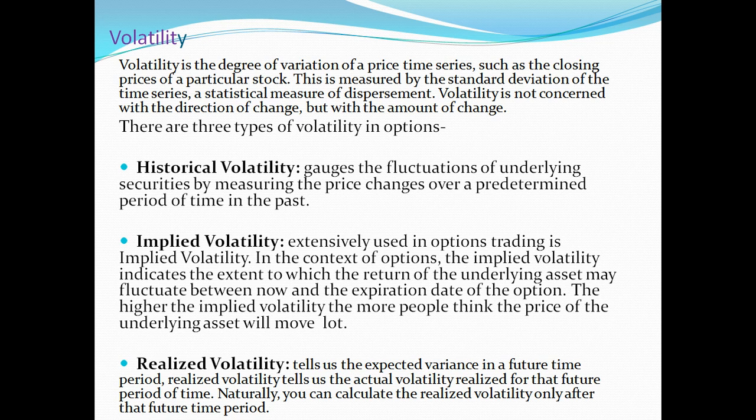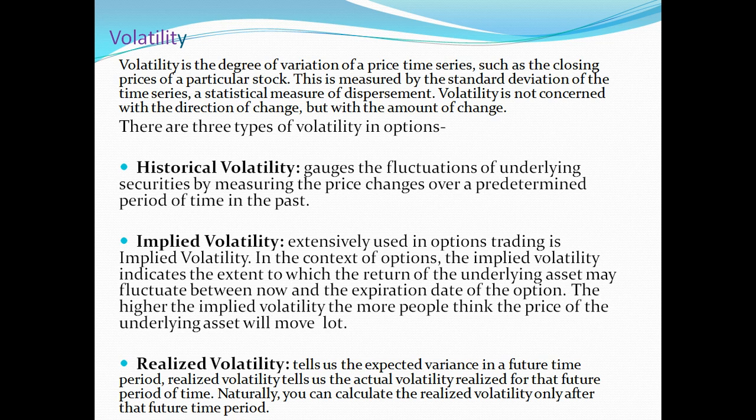Let's go with the definition of volatility. Volatility is the degree of variation of a price time series, such as the closing prices of a particular stock. This is measured by the standard deviation of the time series, a statistical measure of dispersion. Volatility is not concerned about the direction of change but the amount of change, how much it is getting changed. There are three types of volatility in options. First is historical volatility, the second is implied volatility, the third is realized volatility.